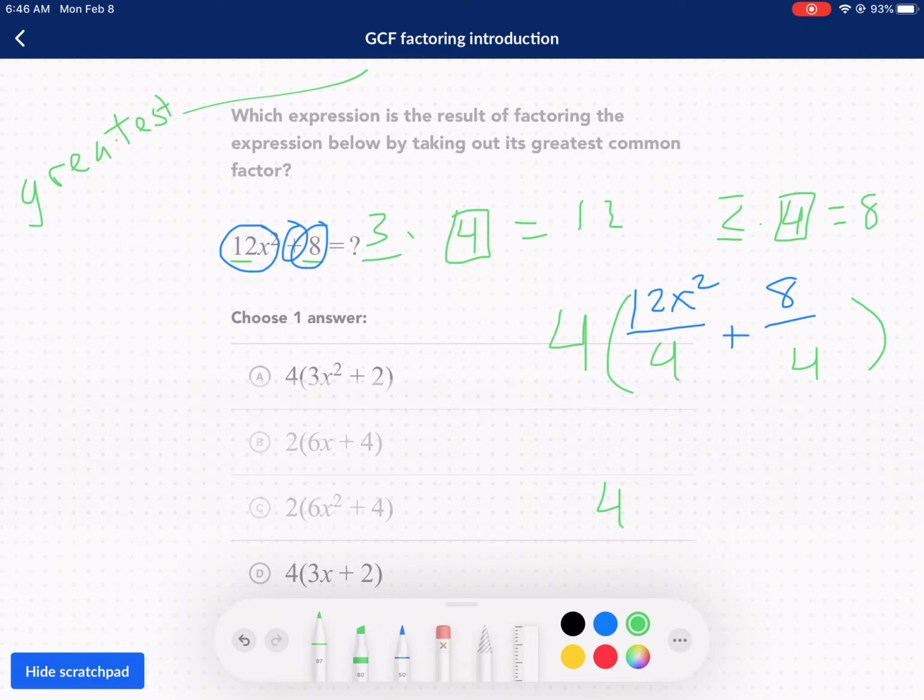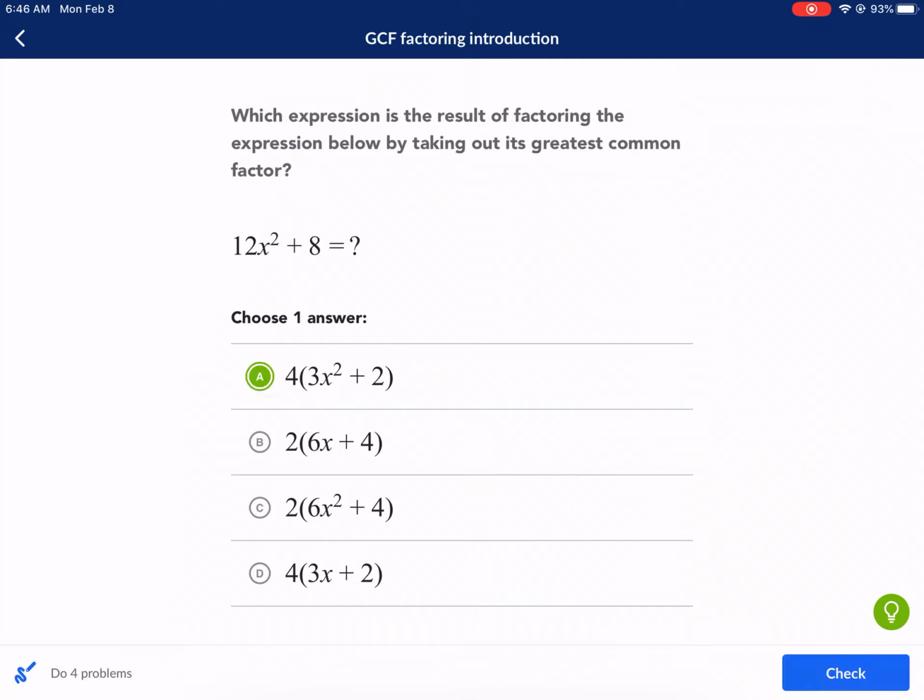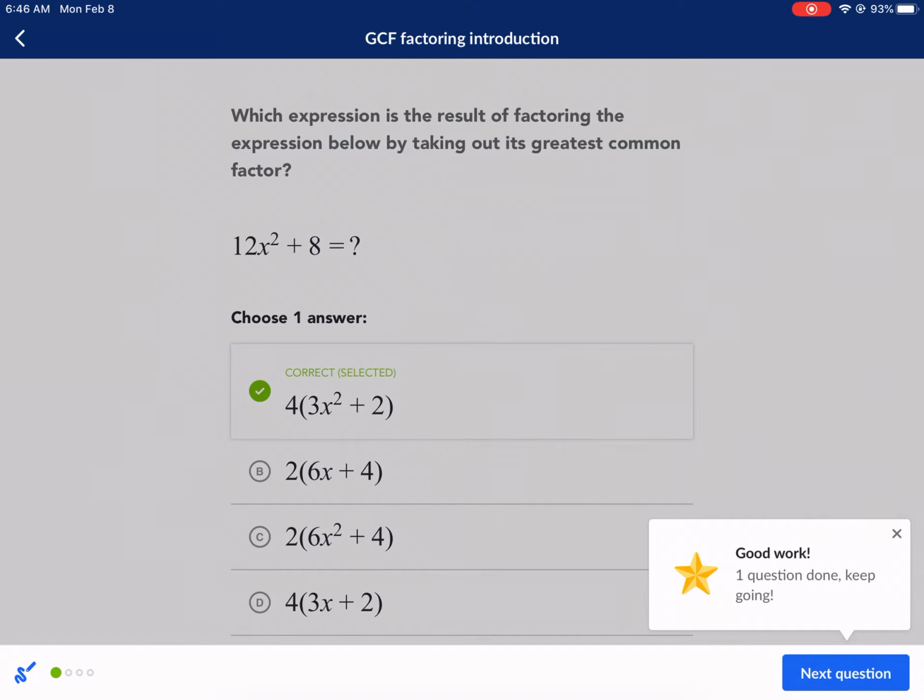So we can write that result here. 12x squared divided by 4 is 3x squared, and then 8 divided by 4 is 2. So we're going to look for 4 times the quantity 3x squared plus 2, and that is here. And that's all we do. That is how you factor out the GCF.